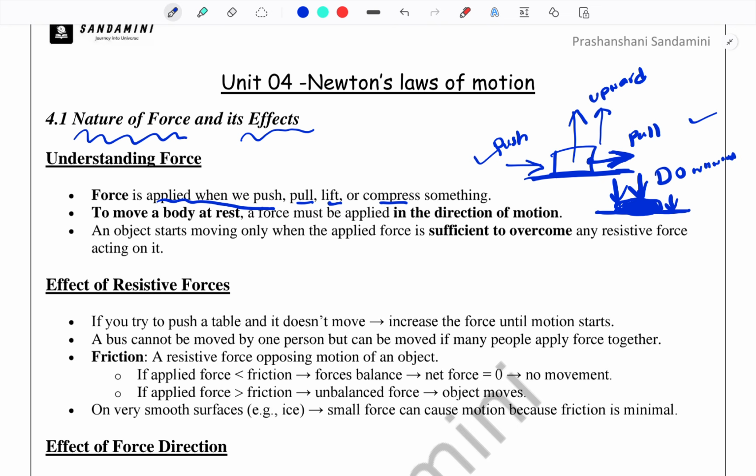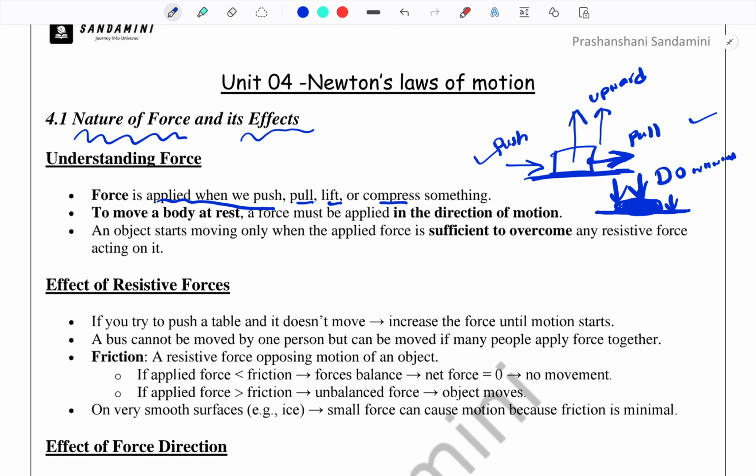To move a body at rest, that means what? A rest means an object is at rest when there is no motion and it stays in the same place. However much time passes, whenever we observe, the object is in the same place, the location is the same, then we say it is at rest. Being at rest means there is no movement.